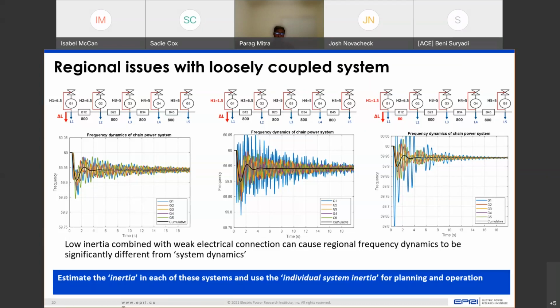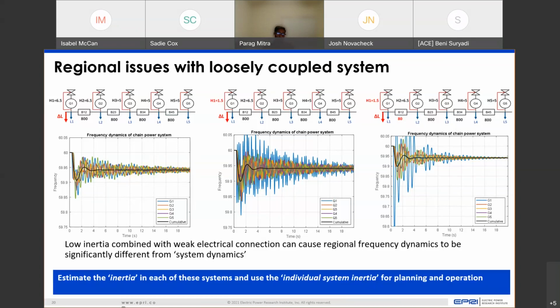And then if you look at the system on the very right of this particular slide, you will see that the inertia has gone down, and we have also weakened the transmission link between that. Essentially, we increased the impedance to 10 times of what it was before. And now what you can see is that the blue plot, which is the frequency of this system on the very right, deviates wildly from that black response. So what is the takeaway from here?